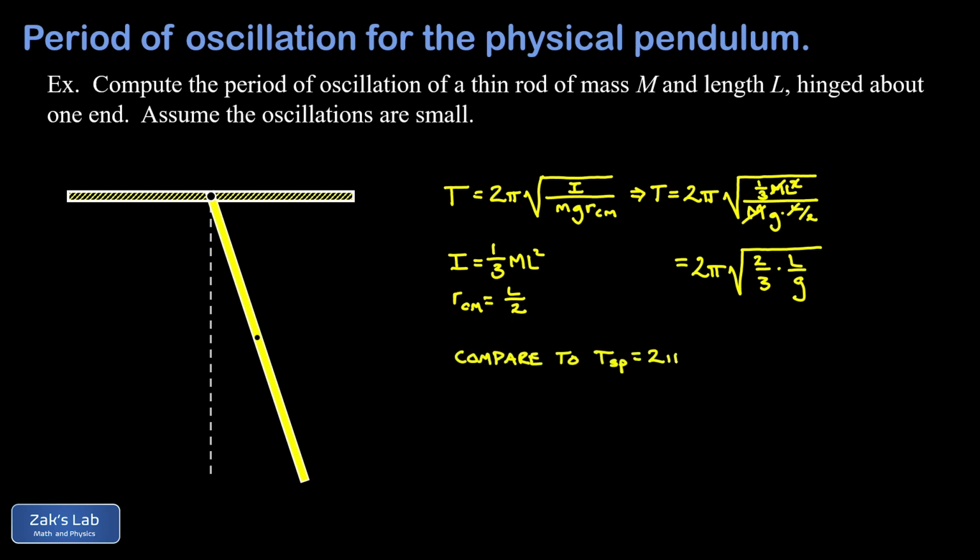So I'll say compare this to the period of a simple pendulum. So I wrote that as T_SP, which was 2 pi root L over g. And if we pull that factor of 2/3 out and just get a decimal approximation here, the way it turns out is that the period for our thin rod is approximately 82% of the period for a comparable simple pendulum.